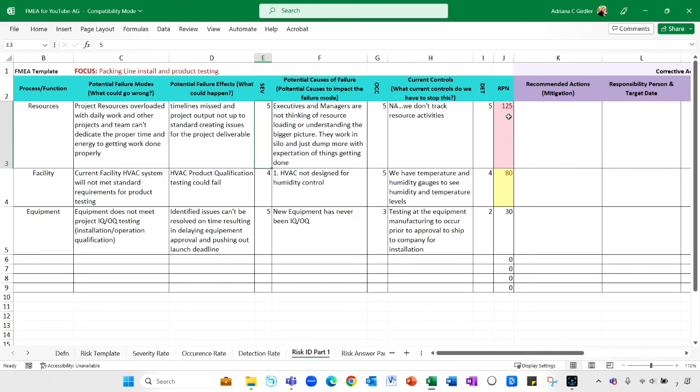Now, when you get this, I've color-coded mine so that I have a certain range. If it falls within a certain range, it turns red. If it falls within another range, it turns yellow. That just allows me, when I have like 50 identified risks, to really focus on the reds and yellows and to come up with corrective actions against it.